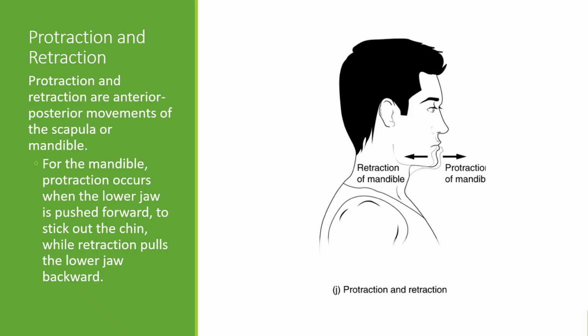Protraction and retraction. This is an anterior posterior movement of either the scapula or the mandible. So we can talk about it with your jaw, or we can talk about it with your shoulders. For the mandible, protraction occurs when the lower jaw is pushed forward to stick out, and then retraction when you come back. With shoulders, it's when you roll your shoulders forward and roll them back.